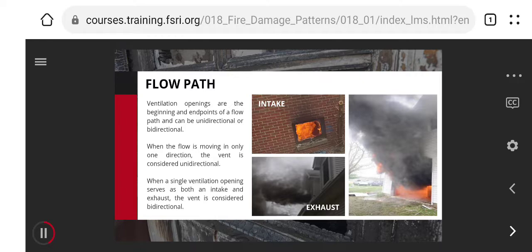The intake and exhaust portions of a bidirectional ventilation opening are separated by the neutral plane. The neutral plane indicates the level where the pressure on the inside of the compartment is equal to the pressure outside the compartment and suggests the extent of fire development. If the bidirectional ventilation opening is the only opening, the intake portion of the opening will become smaller as the fire grows and approaches flashover. It is possible to have both unidirectional and bidirectional ventilation openings in a single compartment.